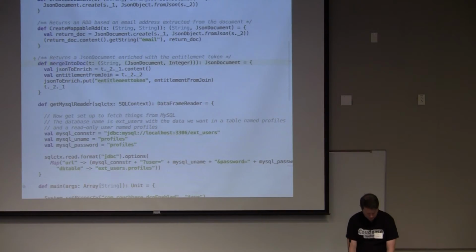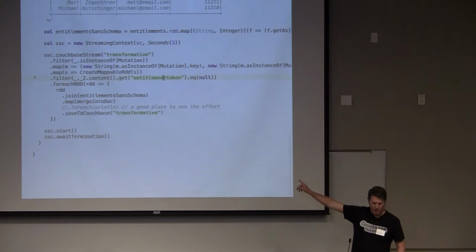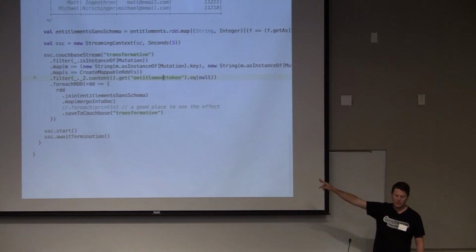There's also a section here, if I remember correctly, where I filter out the ones where entitlement token is equal to null.